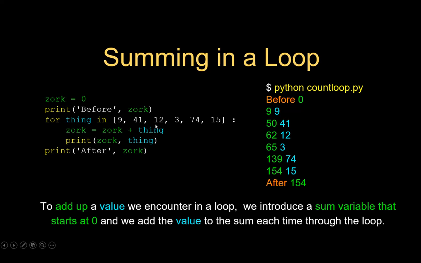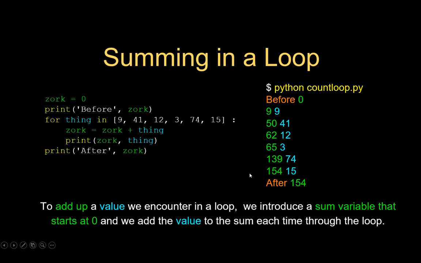Again, we add to the same Zork. We add 12. It's 62 and 12. We add 3 to that. So the thing is 3. We add 3 to 62, which is 65. We add 74 here. So the thing is 74, and we added 74 to 65. The output is 139 and 74. And finally, we add 15 to it, which gives us 154 and 15 as the thing.